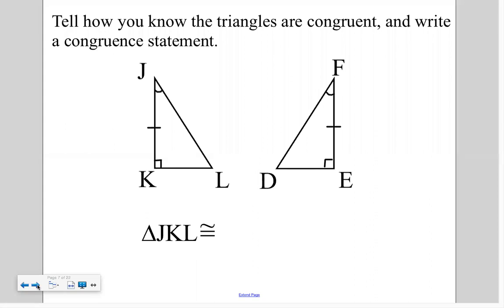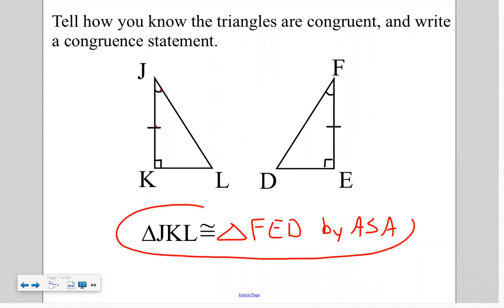Okay. Here's an example where we can use angle, side, angle. Got triangle JKL, where we got single angle, single hash, right angle, single angle, single hash, right angle. So JKL will be FED by angle, side, angle. There's an example with angle, side, angle.